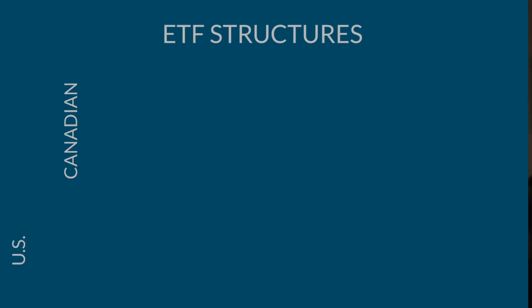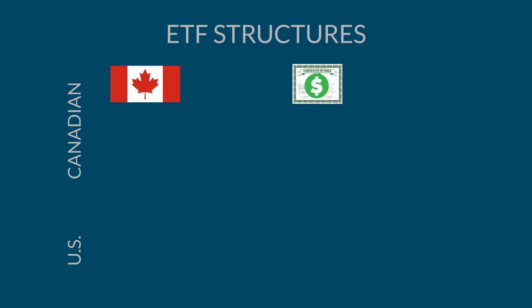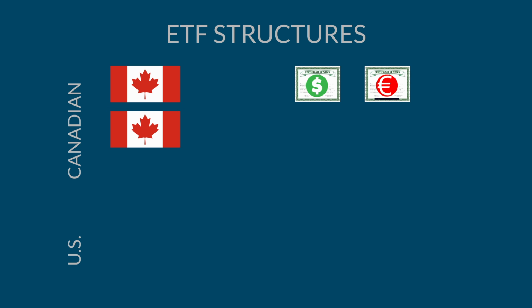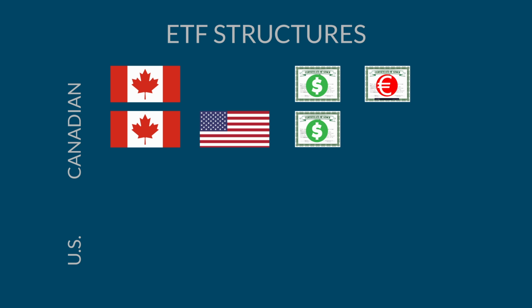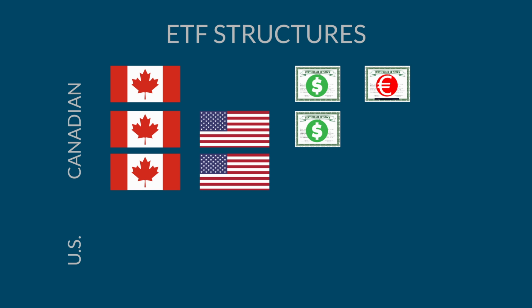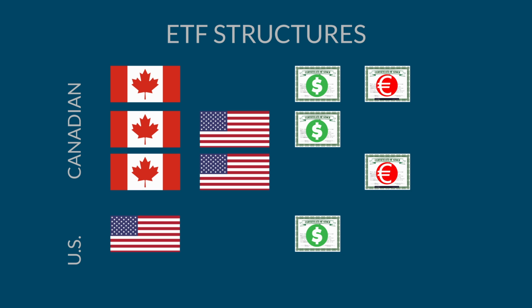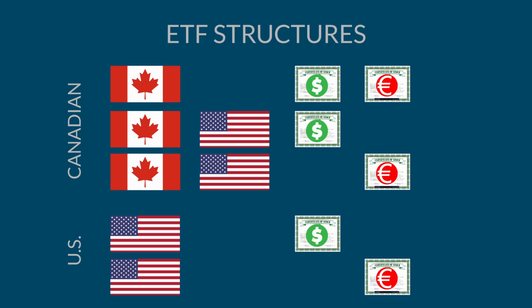You can own an ETF that's listed here in Canada, which holds US or international stocks directly. Now, you can also own a Canadian ETF that invests in a US ETF, which then owns US stocks. Or you can buy a Canadian ETF which invests in a US ETF, which then goes ahead and owns international stocks. From the US side, two types we're going to look at here today. You're going to look at a US listed ETF that owns US stocks directly, or a US listed ETF that owns international stocks.